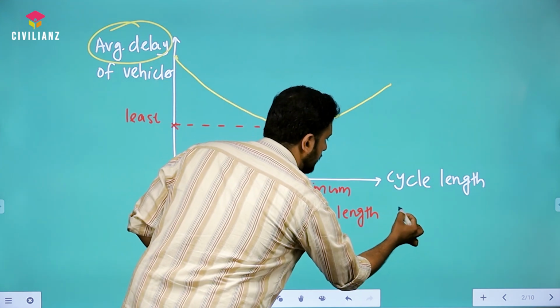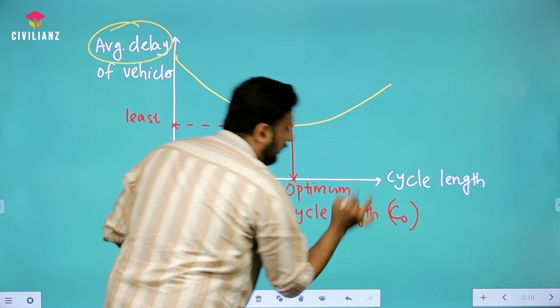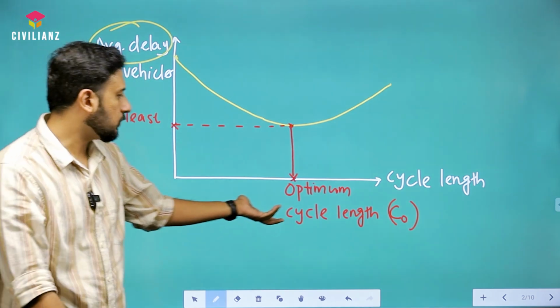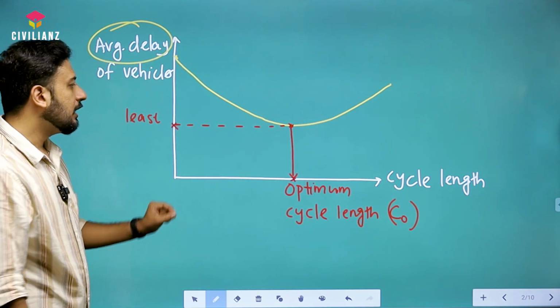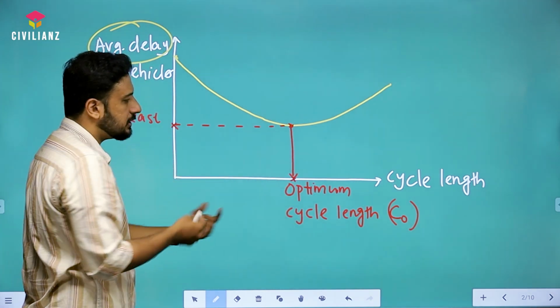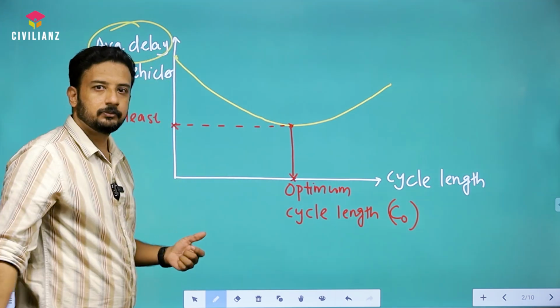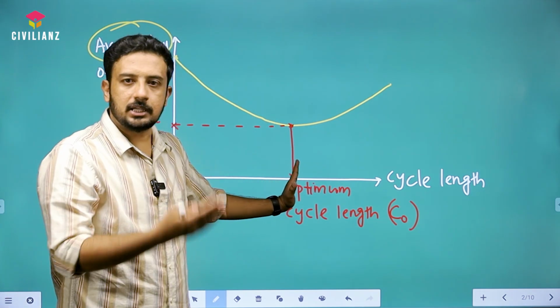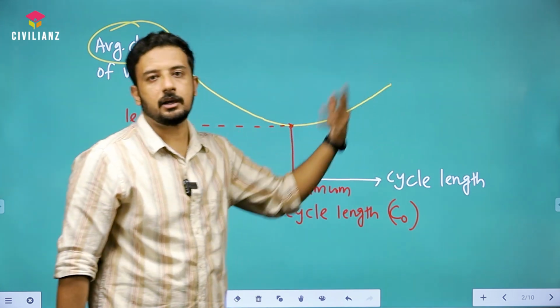If I represent cycle time as C, this is the optimum, so C0, that is what we generally use to represent the optimum cycle length. So what is the meaning of that? If the duration of the signal cycle is less than this C0 value, the optimum cycle length, obviously delay will be increasing. Similarly, if the signal cycle length is more than this optimum value, then also delay will be higher.